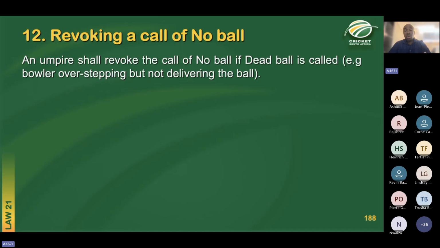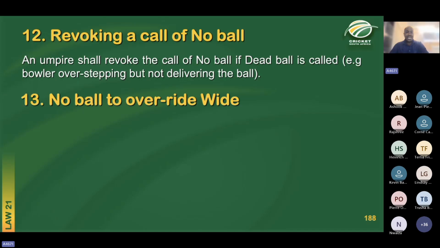If we did call no ball, thinking that the bowler was going to release the ball after having overstepped with his or her front foot over the popping crease, then we need to revoke the call of no ball, okay? Because we cannot call no ball unless the bowler bowls the ball. We revoke the call of no ball, and then we call and signal dead ball in that scenario.